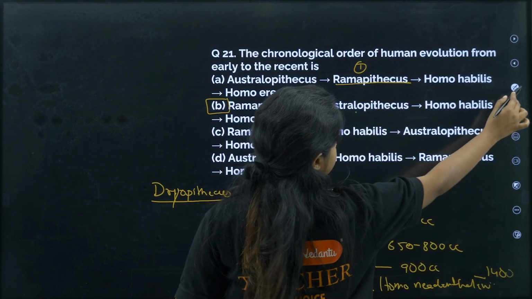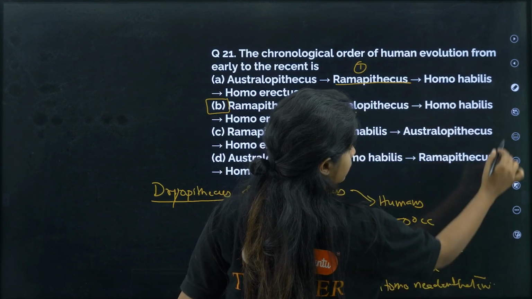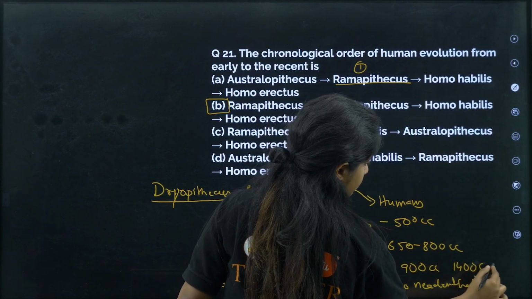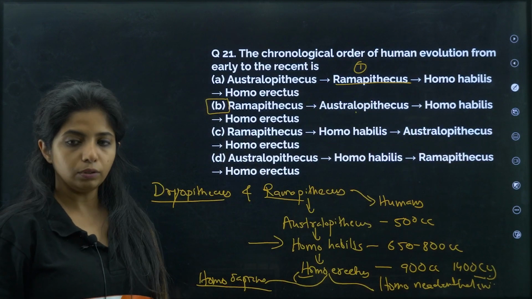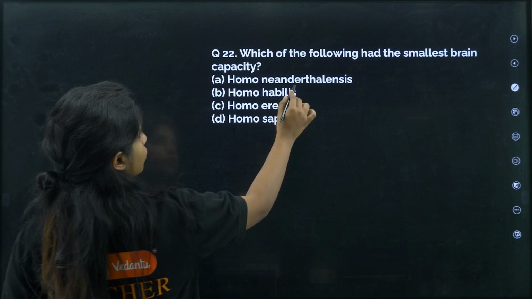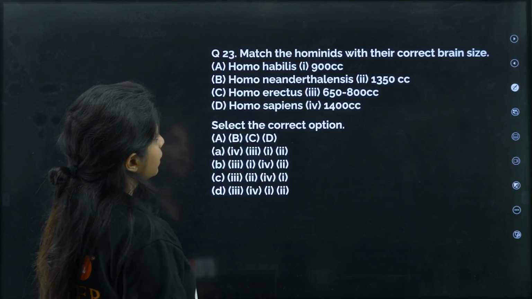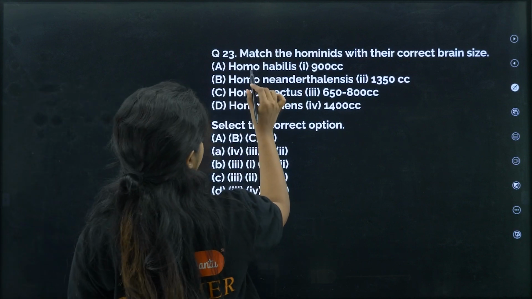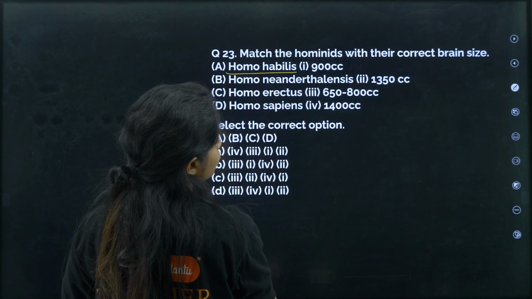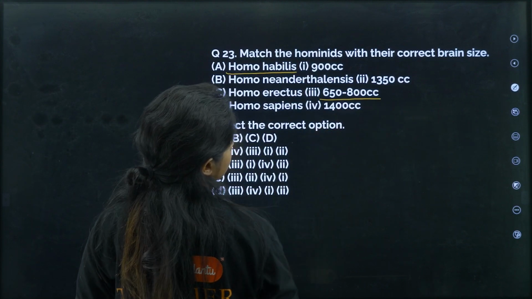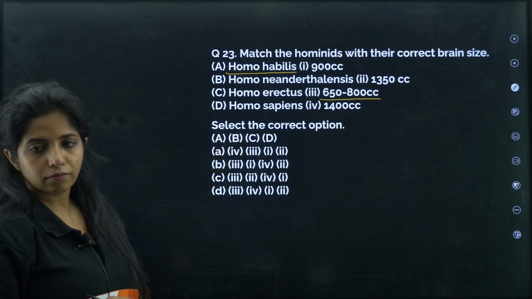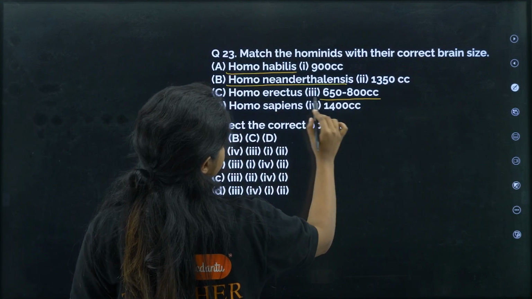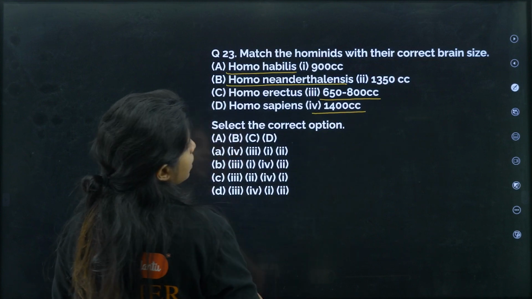Okay, wait. This will be 1400 cc. Cool. Chalo. So this was Homo habilis. Next, match the hominids with their correct brain size. Homo habilis we discussed right now. It should be having the lowest one, so 650 to 800 cc. 500 is there in Australopithecus. Now, Homo neanderthalensis, it has to be having the greatest.